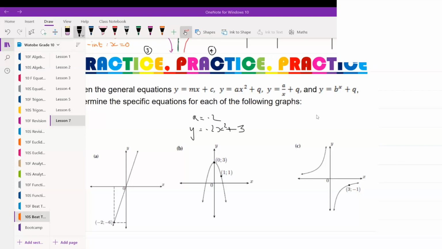Okay, all right, let's have a look at this last graph, the hyperbola that we have over here, guys. So we're not going to be looking at y is equal to b to the power of x plus q. We're not going to do that today.